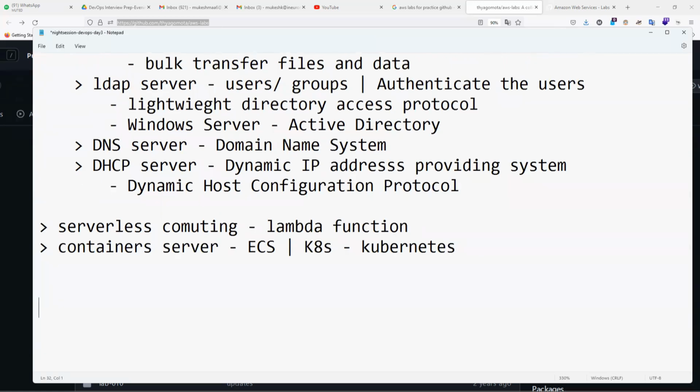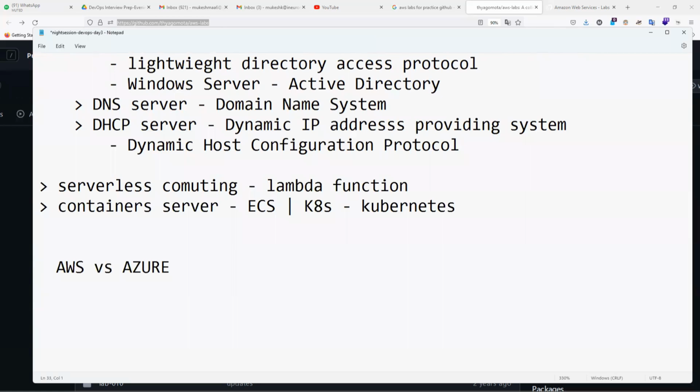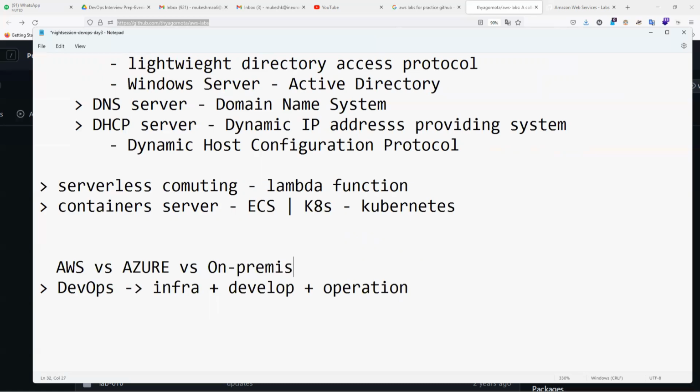Maybe they can ask about the little differences between AWS and Azure, because you might get a chance to work on AWS, or maybe on Azure. In both, DevOps is a common role. DevOps is to integrate infrastructure, development, and operations, so it can be any technology, any platform. It can also be that you work on a private cloud, which is an on-premise platform.